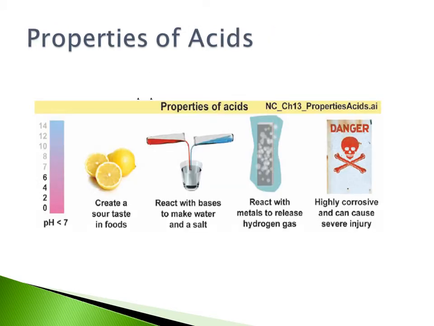We look at properties of acids specifically. Acids have a low pH. They create a sour taste in foods, so think like lemons and limes. Acids will react with bases to make water and a salt, and what's really cool about acids is they react with metals to release hydrogen gas. So if we want to know if something is an acid, all we have to do is add a little piece of metal to it and look for bubbling. How cool is that? Acids can also be dangerous, though. They're highly corrosive and can cause severe injury, so play safely.